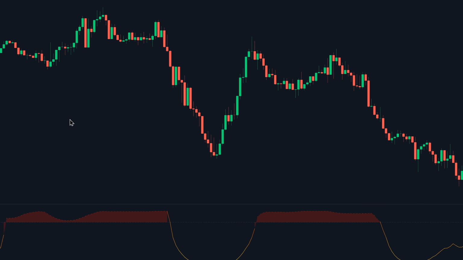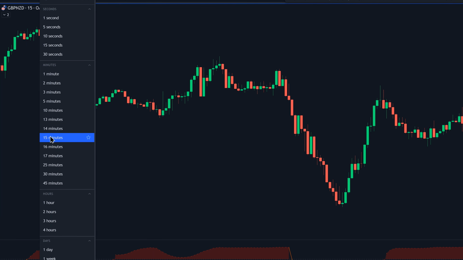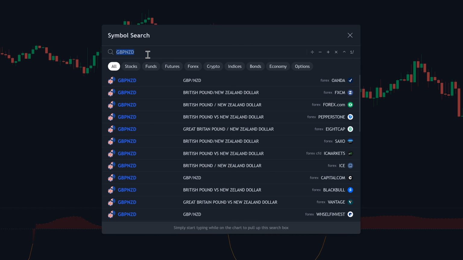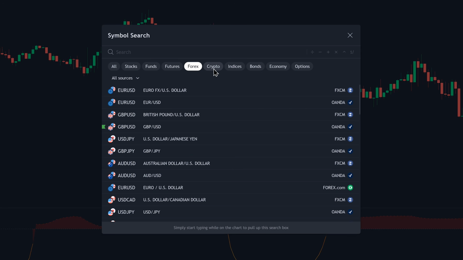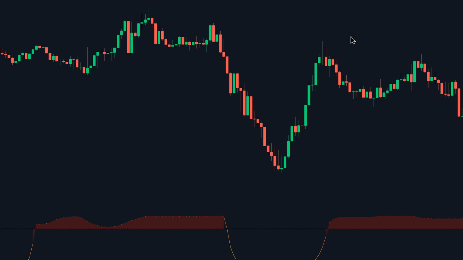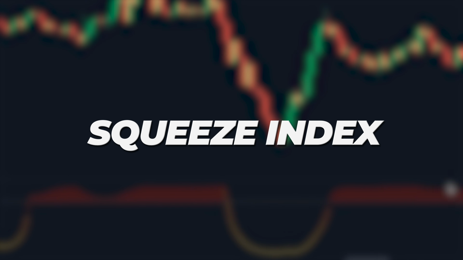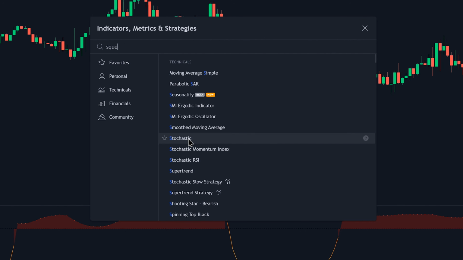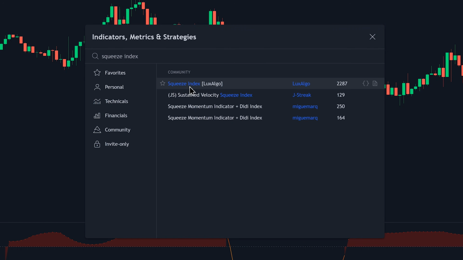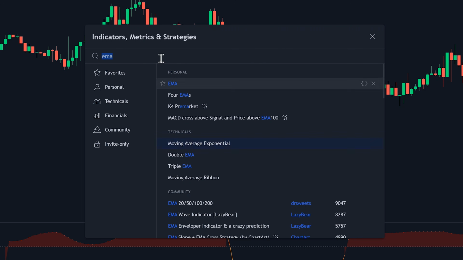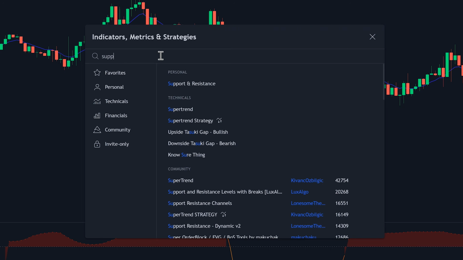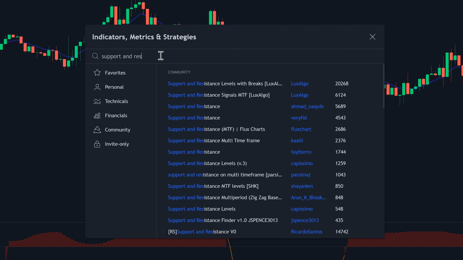Now, we're going to be doing this strategy on the 15-minute time frame of GBPNZD, but feel free to experiment with other trading securities and different time frames to see how profitable it's going to be. Now, as mentioned earlier, this indicator is called the squeeze index. You can type that in on the indicator search tab, and it's going to be this one right here. After adding it to your chart, you want to add an EMA. This one called Moving Average Exponential. And then the last indicator that we need is the support and resistance levels with breaks by Lux Algo.